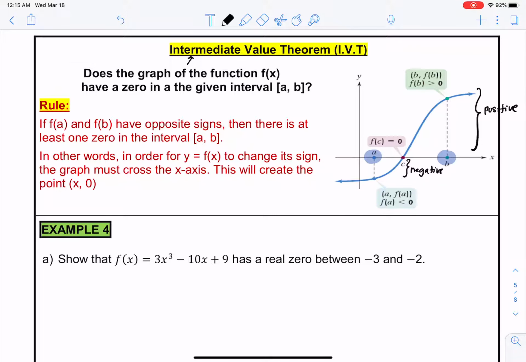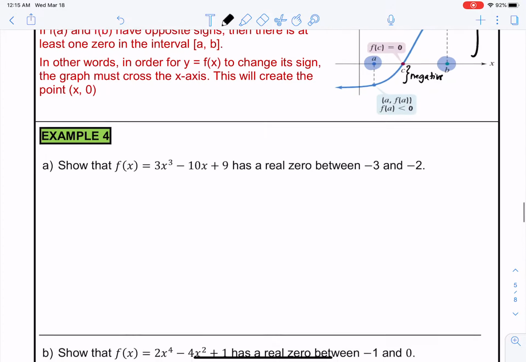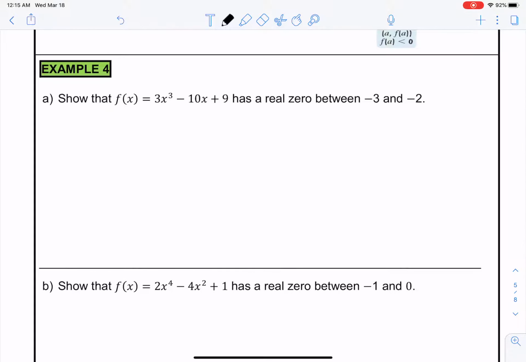So the key thing to notice here is the problem has to specify the interval, or else you'd be searching aimlessly. So as an example, consider number 4. The function is 3x cubed minus 10x plus 9, and we want to know if it has a 0 between -3 and -2. So that would be the value of a, and that is the value of b, and -3 all the way up to -2 is our interval.